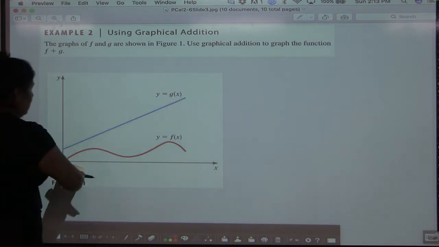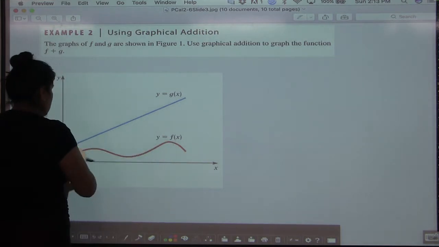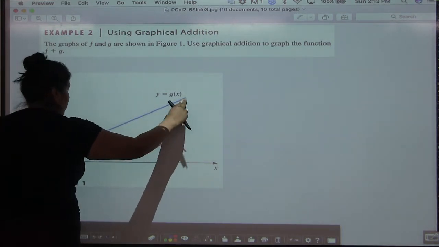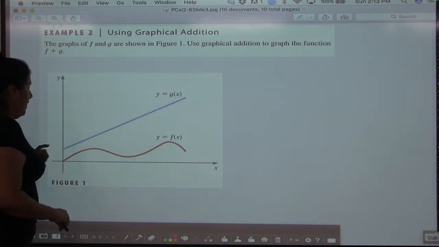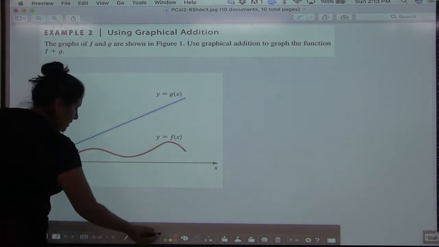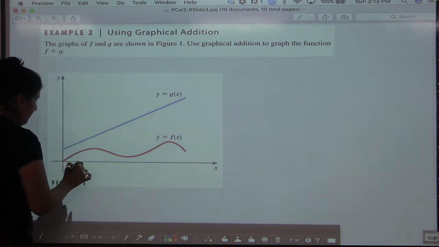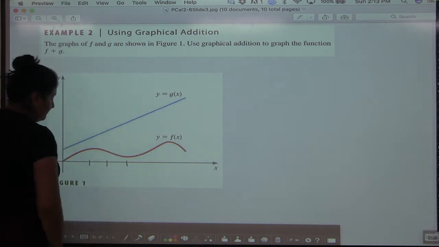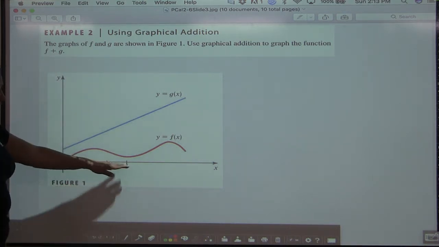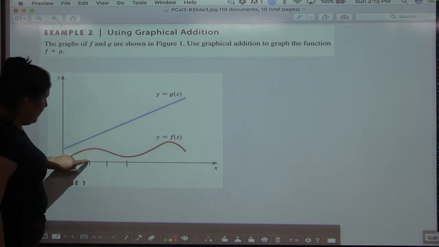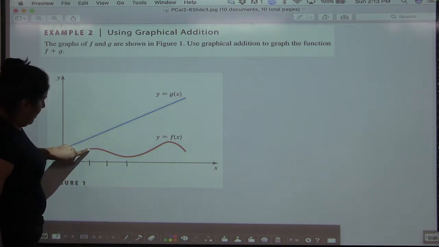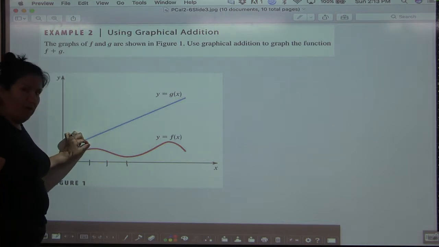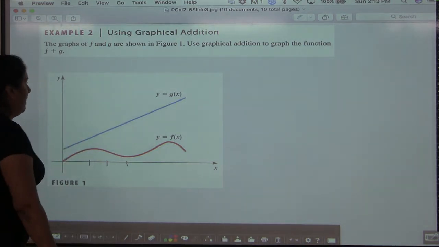So since this red curve represents the f function and this blue curve represents the g function, all you really have to do is for any given x value, and I'm just going to pick, I don't know, here maybe, maybe there, maybe here. Pick some points on the x-axis. What we're saying is we want to take this y value and that y value, add them together, and then plot that point. Okay, that's all we're doing.